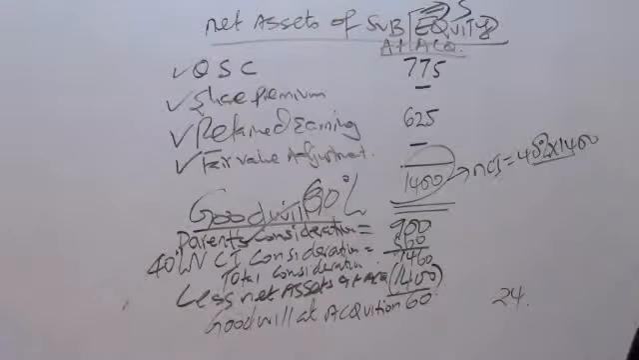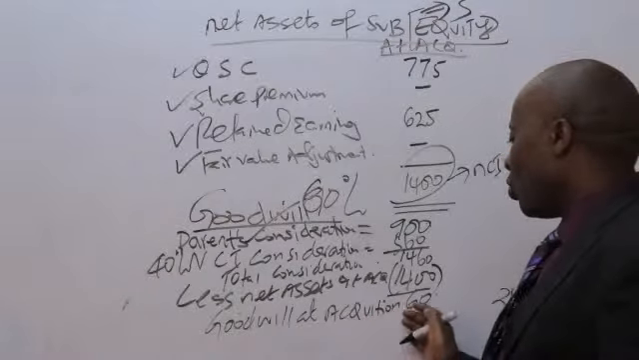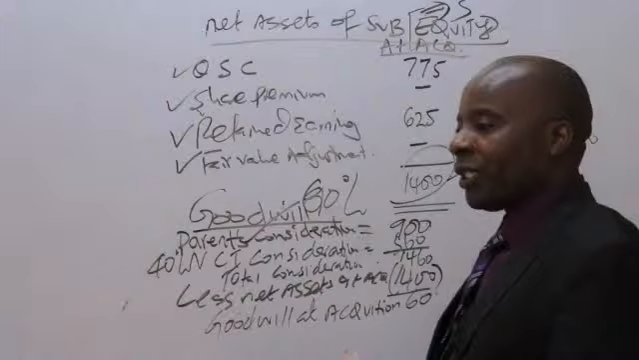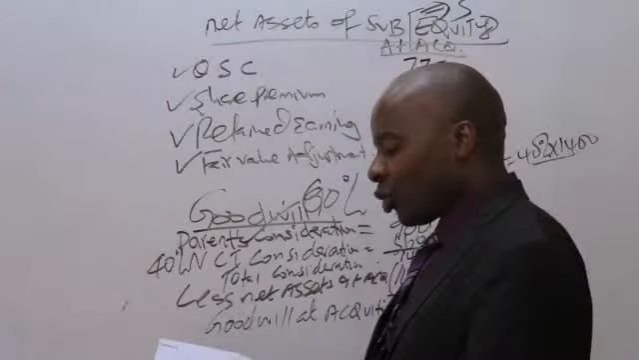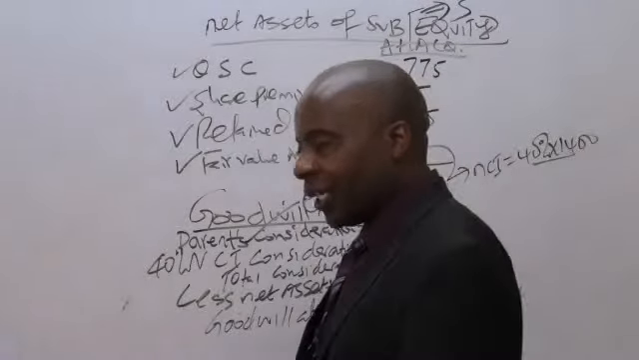And then, of course, there is no impairment. So goodwill at reporting is 60. They have told us in this particular note, before note 2, that no impairment loss on goodwill arose during the year ended March 2017.